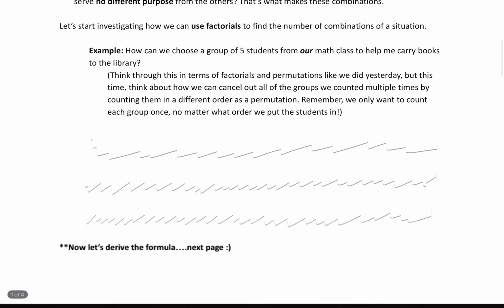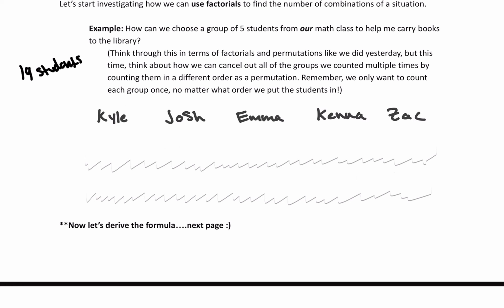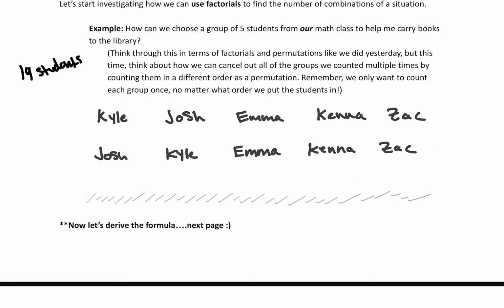Okay, so let's take a look at an example. How can we choose a group of 5 students from our math class to help me carry books to the library? Let's say that we've got 19 students in our class. So let's think about this in terms of a permutation for a second. If I choose 5 students, and we'll say I choose Kyle, Josh, Emma, Kenna, and Zach, and then I chose Josh, Kyle, Emma, Kenna, and Zach, would those two be the same or different in a permutation?